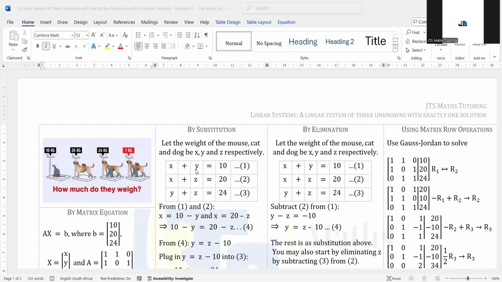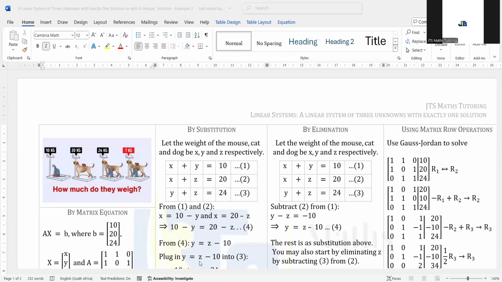So X plus Y is equal to 10, X plus Z is equal to 20, and Y plus Z is equal to 24. From 1 and 2, X is equal to 10 minus Y, and X is equal to 20 minus Z, respectively. This implies that 10 minus Y is equal to 20 minus Z, which is my fourth equation here. From this fourth equation, Y is equal to Z minus 10.